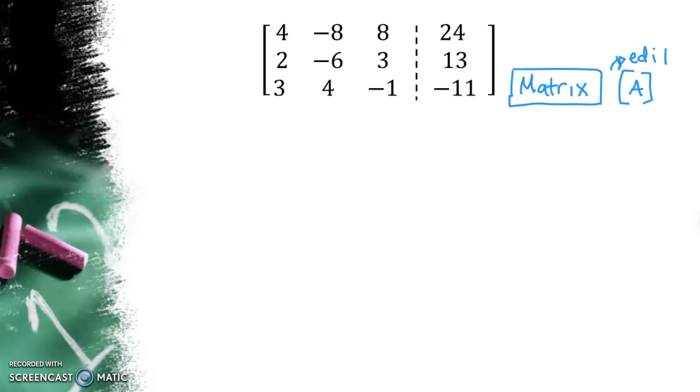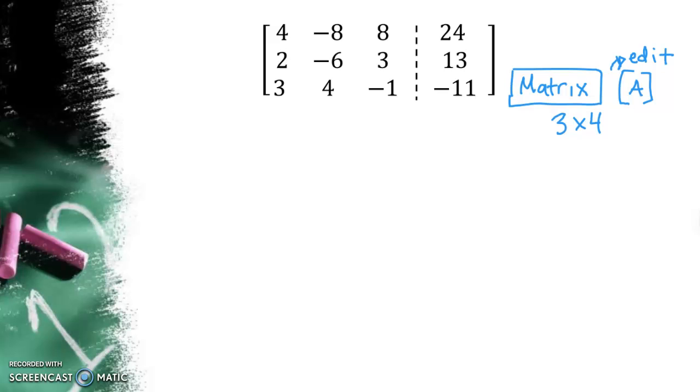You're actually going to go to the edit window and then click on a new matrix and type in that it's a 3 by 4 matrix, and then go ahead and type in the rows. So you hit 4, enter, negative 8, enter, 8, enter, 24, enter, and then it will hop down to the second row, and you'll do the same for the second and third row. And then that'll save as matrix A in your calculator.